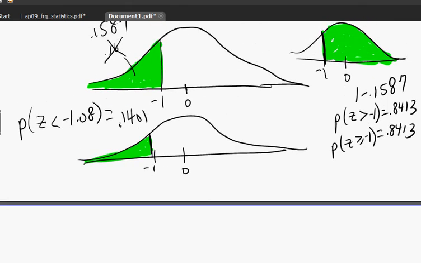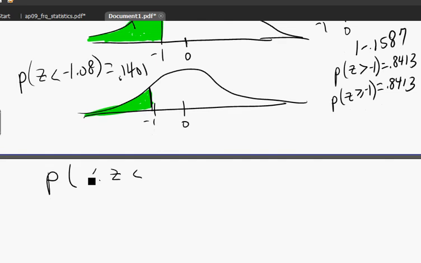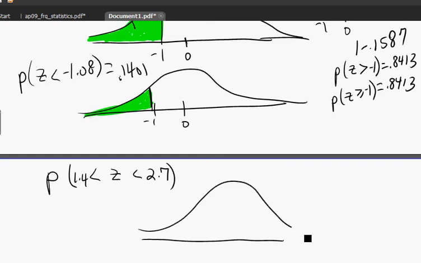All right, because I want to go back to that other problem, and I want to find the proportion. I said 1.4. That z is between, what was my original problem? 1.4 to 2.7. Okay? I want to see if you can figure out how to go from 1.4 to 2.7.